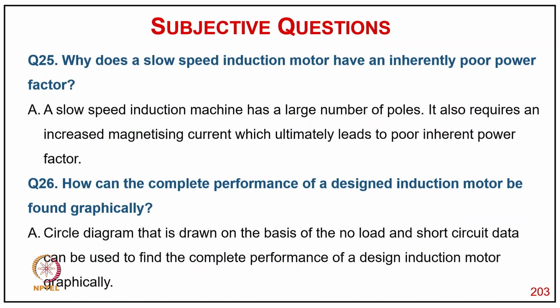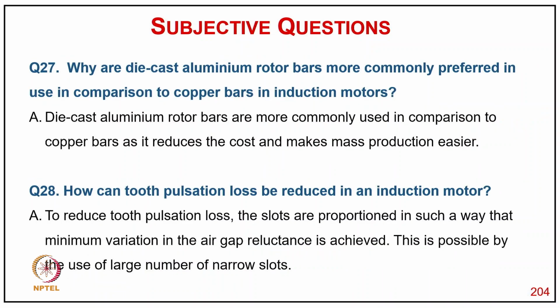Why does a slow speed induction motor have an inherently poor power factor? The slow speed induction motor has a large number of poles, so it requires increased magnetizing current, which ultimately leads to an inherently poor power factor. How can the complete performance of a designed motor be found graphically? The circle diagram can be drawn from the rotor and stator circuits and can be used for complete performance calculation graphically.